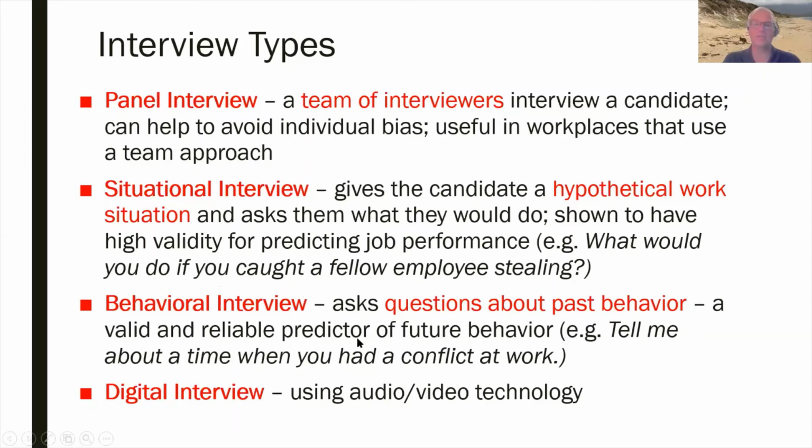Tell me about a time when you had conflict at work. Tell me a time when you had to use creativity at work. Tell me about a time when you had conflict with a coworker. Okay, I'm starting to repeat myself here.